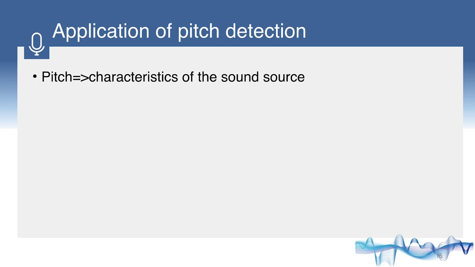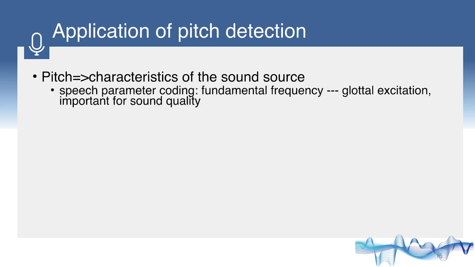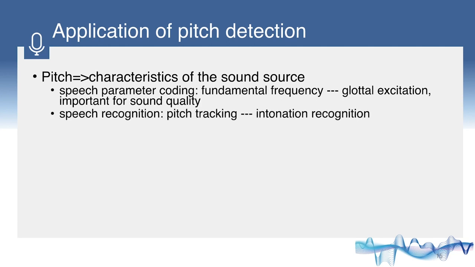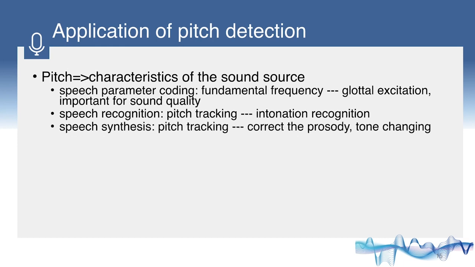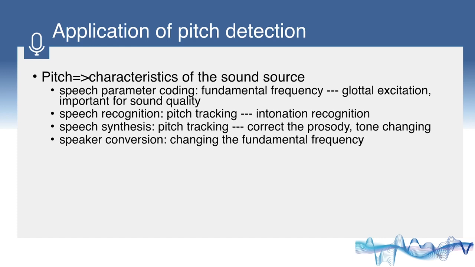Pitch represents the characteristic of the sound source of the speech production model, which is important in speech signal processing. In speech parameter coding, the fundamental frequency represents glottal excitation, which is important for sound quality. In speech recognition, pitch tracking is used for intonation recognition, which can be used to eliminate the ambiguity of homophones. In speech synthesis, pitch tracking is used to correct the prosody of the speech segment and solve the problem of tone changing in spoken language. It also represents the tone and intonation.